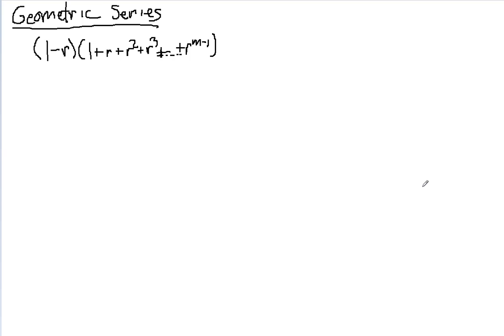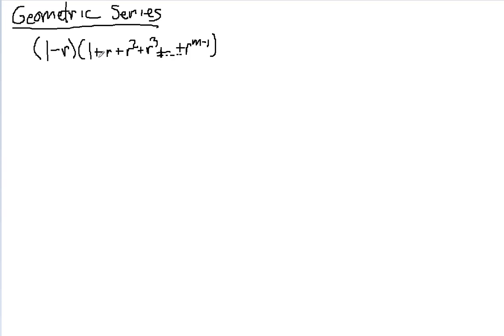I'm going to talk a little bit about geometric series. And I'm going to start with this. I'm going to multiply these two things together: 1 minus r and 1 plus r plus r squared plus r cubed plus ... plus r to the m minus 1. And I can do this by using the distributive law, in other words, foiling it out.